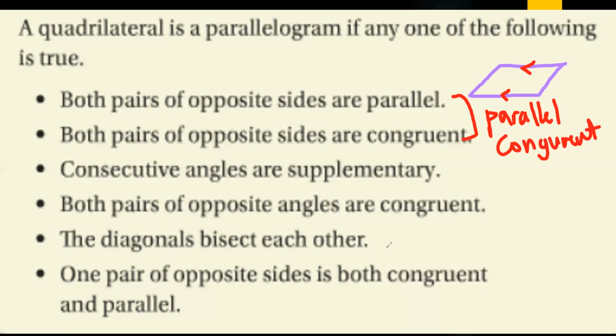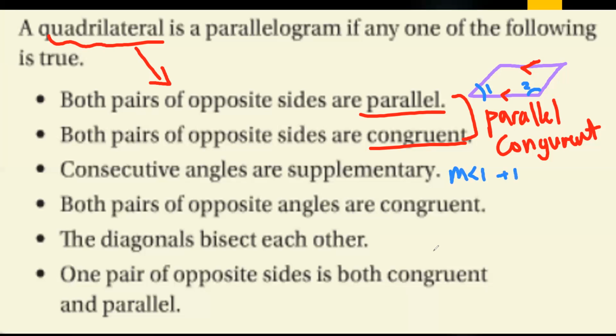Miss, they must give us this sign to know if the sides are parallel. Yes, if it has this sign, it means that they are parallel. But if I told you it is a quadrilateral, you must know that they are parallel and congruent. Okay. And the consecutive angles are supplementary, as we said. If we have it like here, the measure of this angle plus the measure of this angle, angle 1 and angle 2, if you add them, you must get 180.